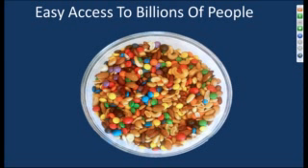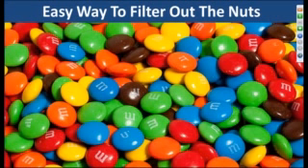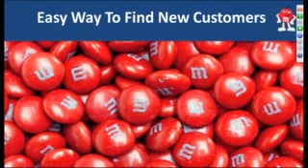Easy access to billions of people is what social networks are all about. There's an easy way to filter out the nuts. There's an easy way to find new customers. You've heard the expression fishing in a barrel. This is exactly the same thing. It's not a matter of how many customers can I find or which ones. They're there for the picking.